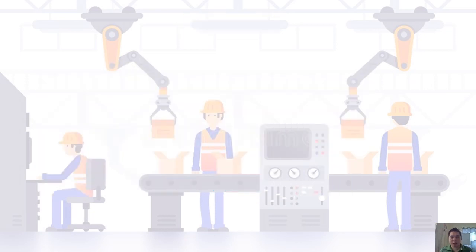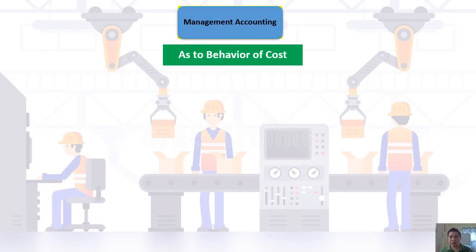Okay, so let's proceed to the discussion of management accounting cost classification, specific as to the behavior of cost. As we all know, the ultimate goal of management accounting is to increase the wealth of the company by reducing its cost. And we cannot reduce cost if we can't control it. So in order to control the cost, ang goal natin first is to identify its behavior, di ba? So kapag alam na natin yung behavior ng cost, mas madali natin siyang makokontrol.